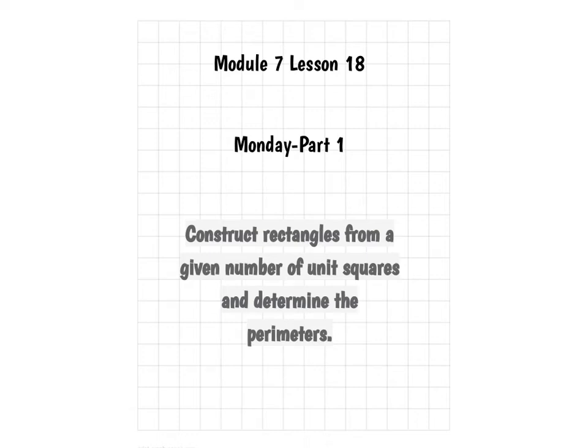Hey boys and girls, our math lesson today is Module 7, Lesson 18. We're going to do this lesson in two parts because there's a lot of information and a lot of things that I need you boys and girls to do. So we're going to break it up to hopefully make it a little bit easier for you so it makes a little bit more sense. But boys and girls, today we're going to work on constructing rectangles from a given number of unit squares and determine the perimeters. And those are really big words for just saying we're going to be finding the perimeter and the area of a shape.